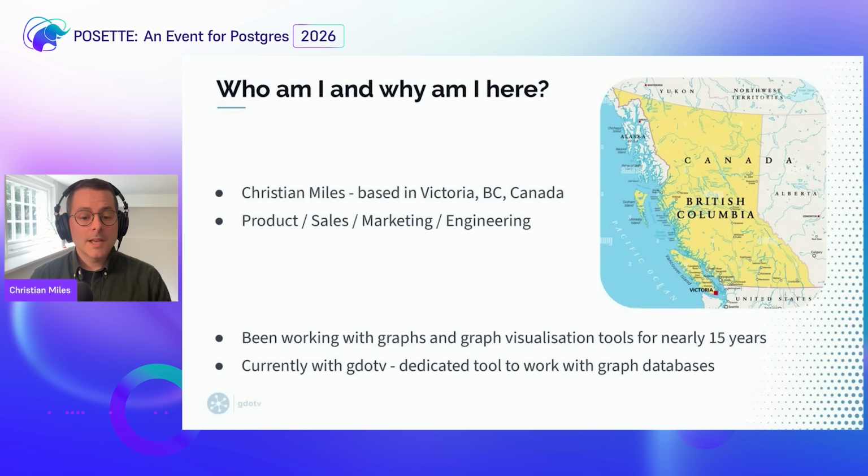I'm Christian, and I'm based out of Victoria, BC, far left of the map there, the very bottom of that little island. My accent gives me away. Originally, I'm from the UK, but I've been in Canada since 2012, and I've been working with graphs, graph databases, and visualization tools for close to 15 years now. I wear a lot of hats, some sales, some engineering, some product, but the through line for me is helping people do useful work with connected data.